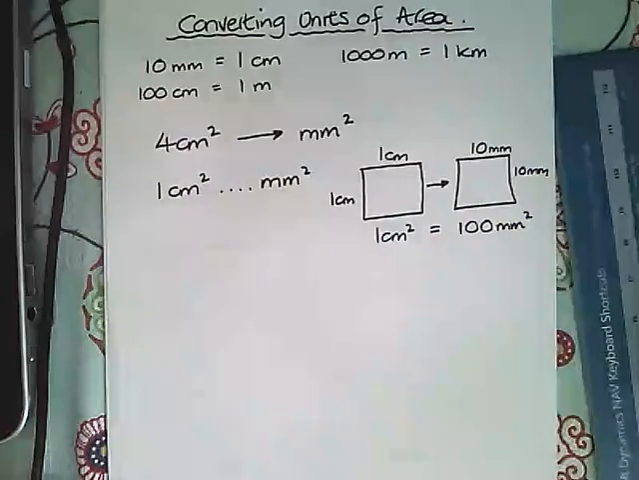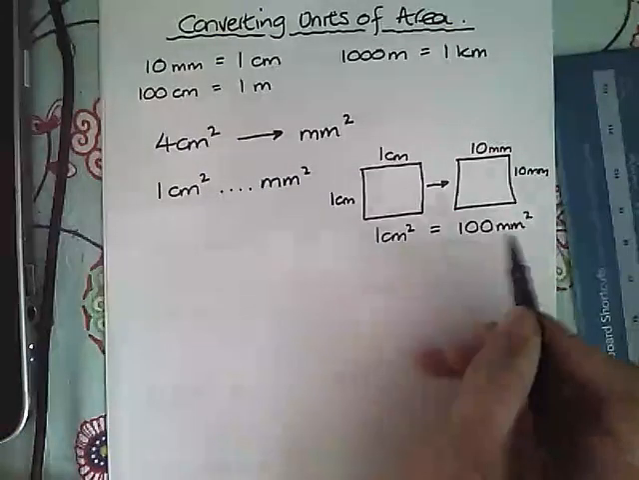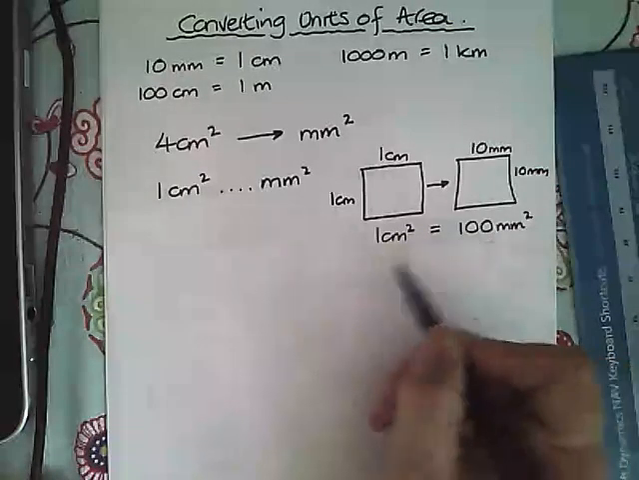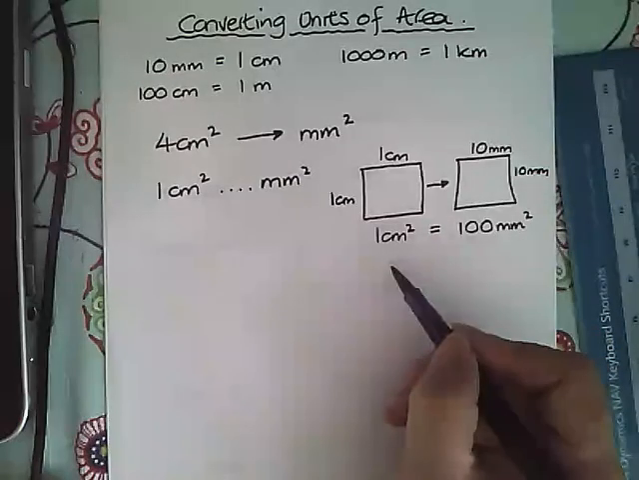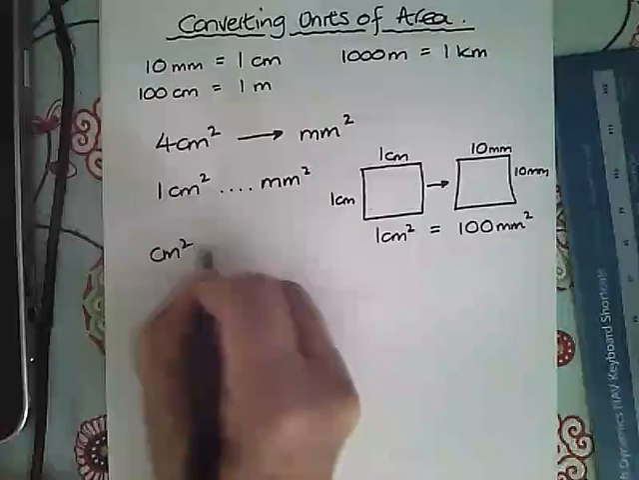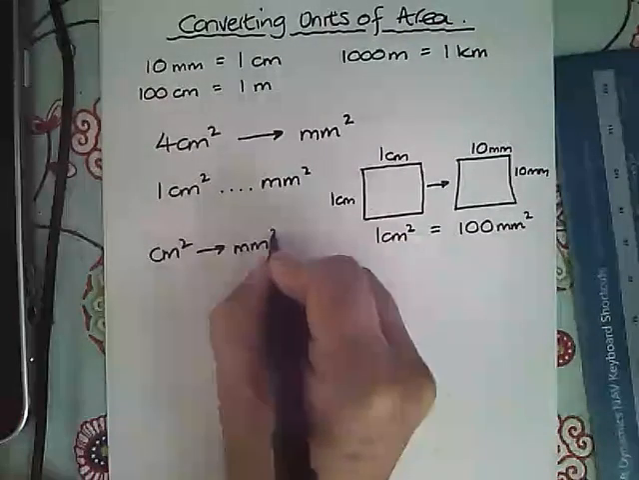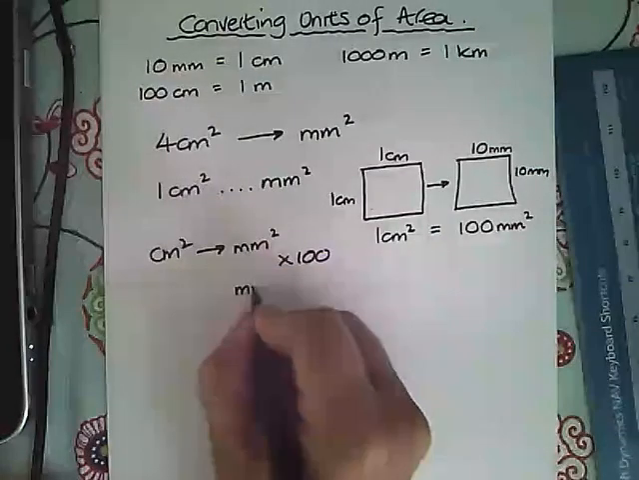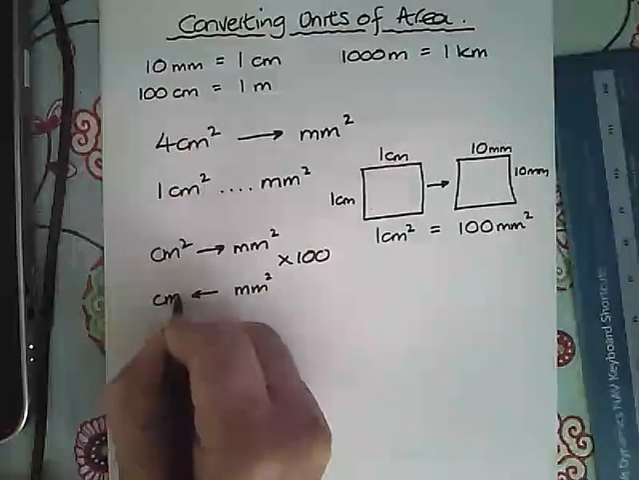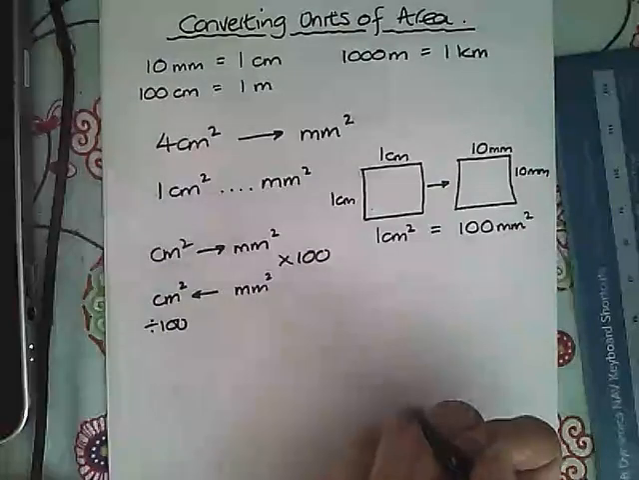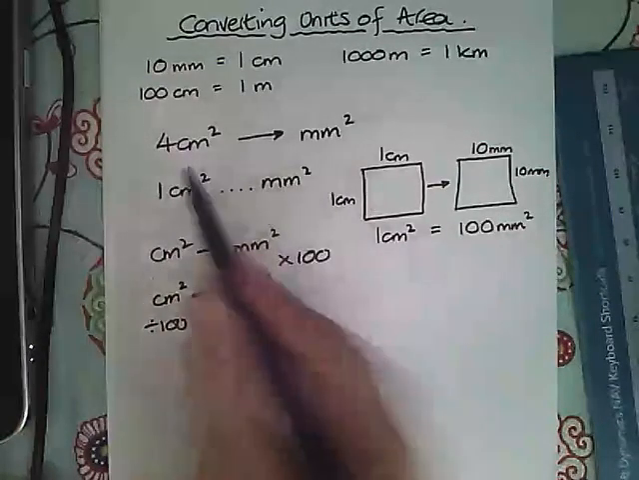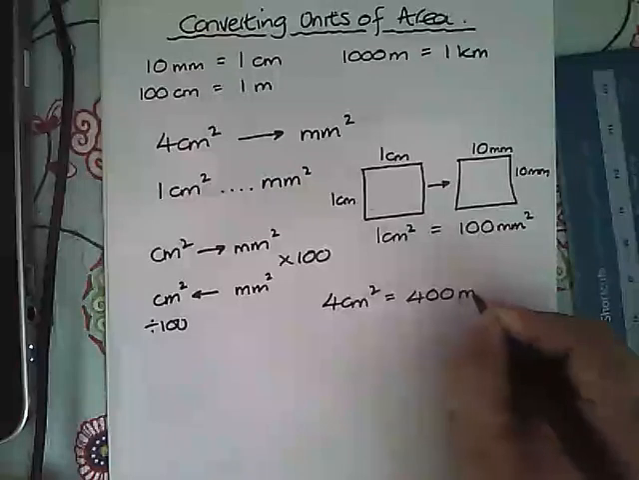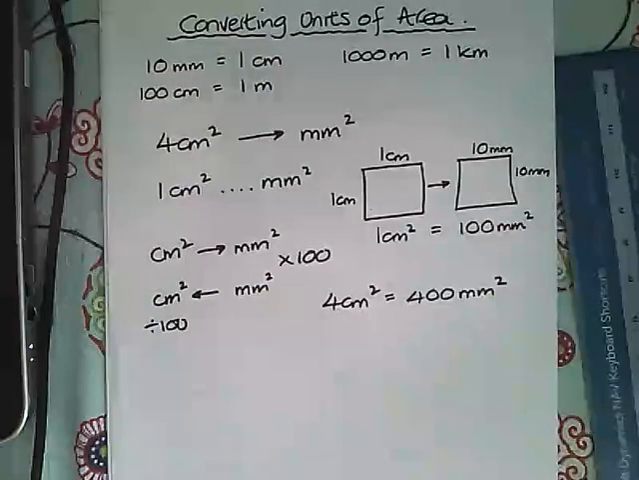So my conversion factor, if I want to go from centimeters squared to millimeters squared, I'm going to times by 100. If I want to go back the other way, then I would be dividing by 100. Okay, so centimeters squared to millimeters squared, times by 100, because I've just worked that out. If I'm going from millimeters squared back to centimeters squared, then I would divide by 100. So back to my initial question then, 4 centimeters squared, in this case I have to times by 100, is 400 millimeters squared, and that's my final answer.